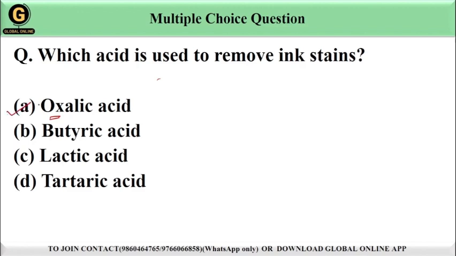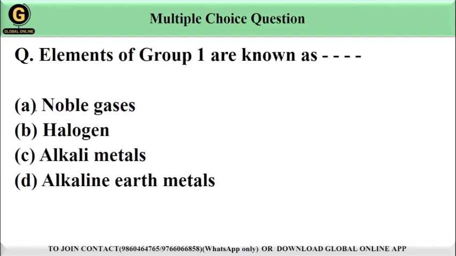So the correct option will be option A, oxalic acid, which is used to remove ink stains from fabrics. Okay, understood? Let's move on.